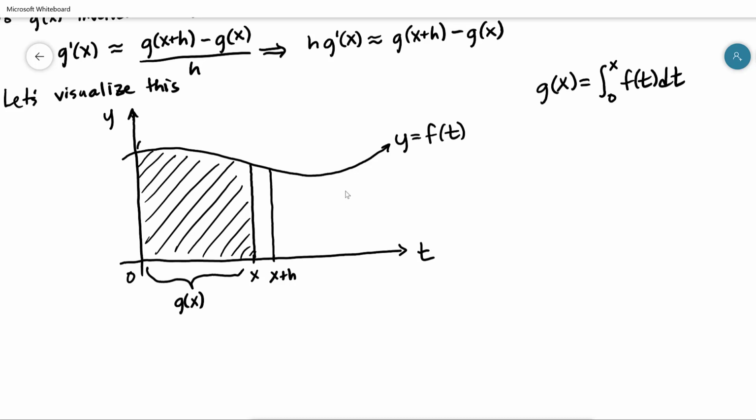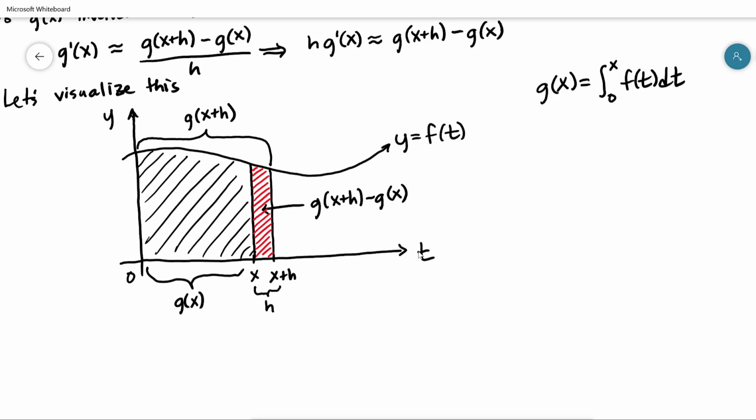This area from here over to here, if I now include this additional piece, that is g of x plus h. And what is this region right here? Well, that's going to be the larger area, which is g of x plus h minus g of x. All I did was take the larger area, from 0 up to x plus h, and subtract the smaller area, from 0 just up to x. And this distance between x and x plus h is a distance of h.